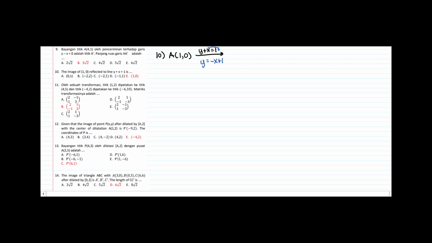Oke, ini bentuk pencerminan yang terakhir yang y sama dengan mx tambah c. Jadi kita harus tulis dulu m nya adalah min 1. Dapat dari mana min 1? Min 1 tuh ini, gradien itu angka di depan x ya. Kemudian c nya adalah 1. C itu yang nggak punya x nih. Jadi ini gradien yang di depan x, yang plus satunya c.